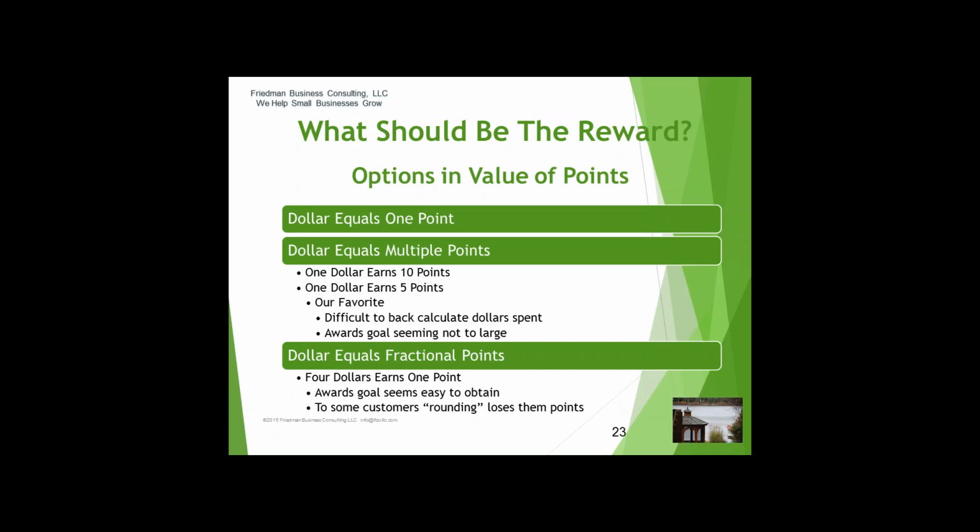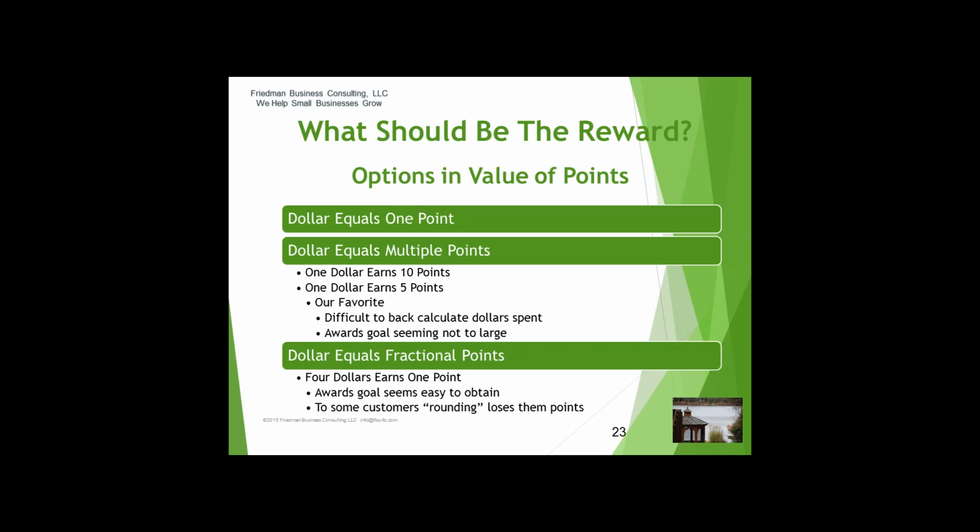So what should a point be worth? The simplest is $1 equals 1 point. But that's my least favorite, especially if you're in an industry that may be a sin industry, or even in the pet industry, when people may be watching their budgets. You have to watch out for this because a lot of times I recommend that you print on your receipt what your total earnings are, your total point balance is.